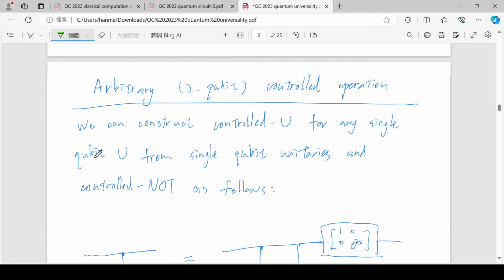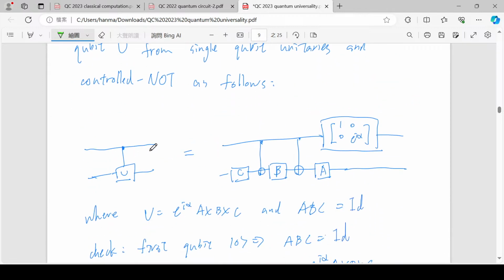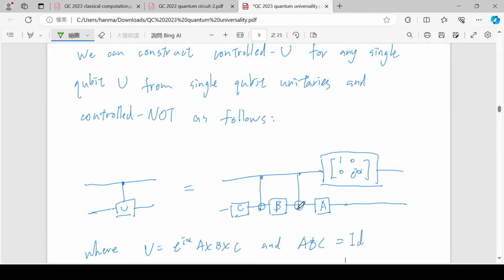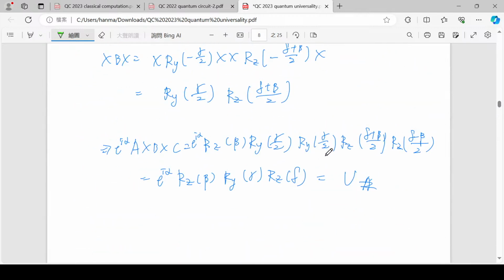We are about on time, so let's have a 10-minute break, and then we will see how we get any controlled unitary from this decomposition.